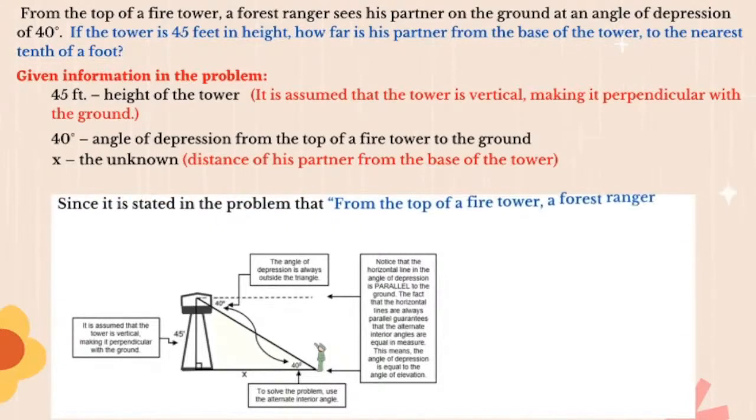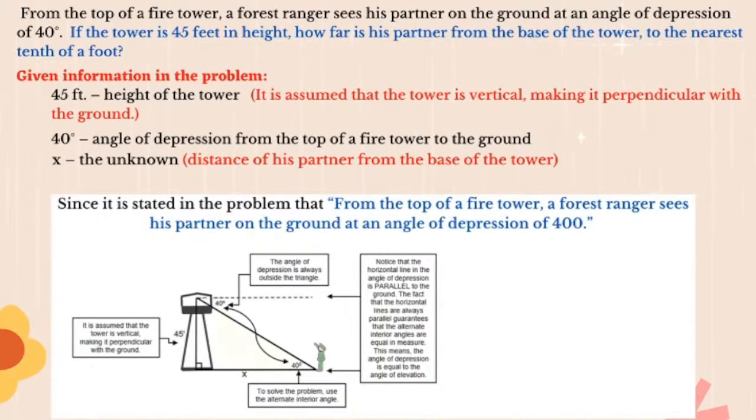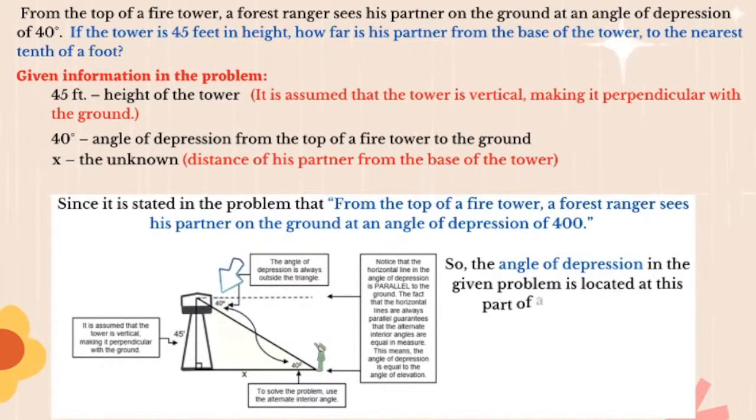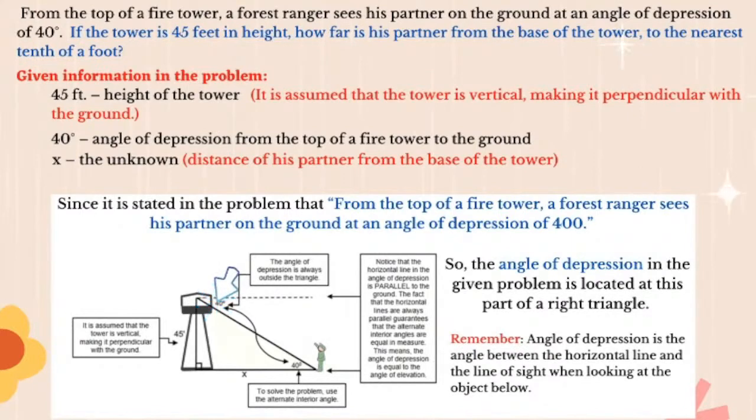Now, since it is stated in the problem that from the top of a fire tower, a forest ranger sees his partner on the ground at an angle of depression of 40 degrees, the angle of depression in the given problem is located in this part of this illustration. Remember, angle of depression is the angle between the horizontal line and the line of sight when looking at the object below.